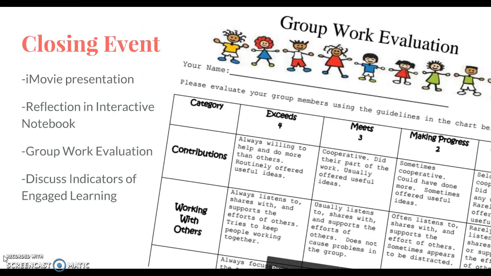The closing event would be students presenting their iMovie, and then afterwards they would write a reflection in their interactive notebook. In this notebook, they may give suggestions on how the assignments could be improved, if they thought they were effective. They will also be required to fill out a group work evaluation form on their group members. And then as a class, we will discuss the indicators of engaged learning and see how many of those engaged learning indicators were used in the unit.